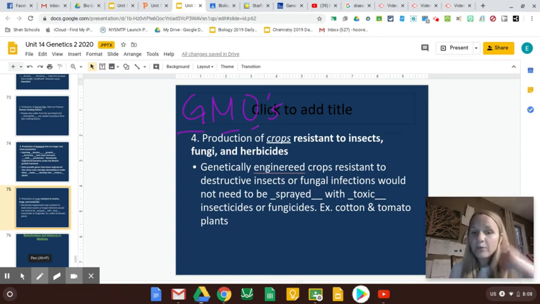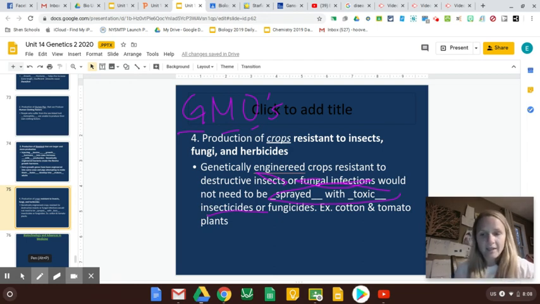Well, you might want it to be resistant to destructive insects or fungal infections. So you have tomatoes that don't get eaten by different insects or funguses. You might then not have to spray them with toxic insecticides, which could be a good thing.